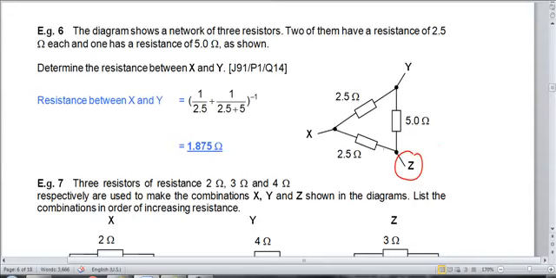So what you do in the calculation is you take 2.5 and 5 ohm and treat them as a series combination. So these two are to be added together, and then after adding up these two, you can treat this as a parallel combination with 2.5. This is how we arrive at this formula.